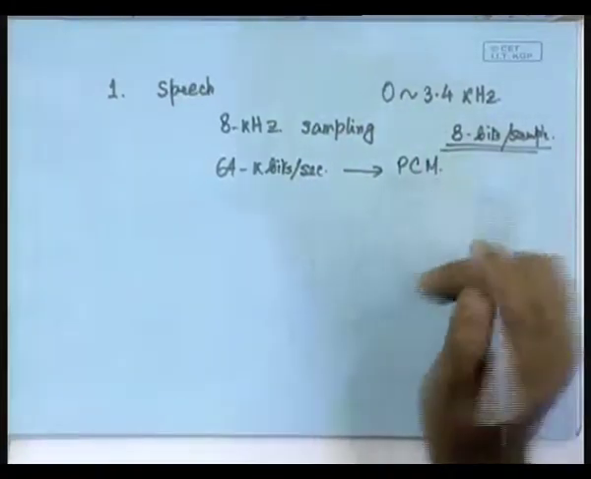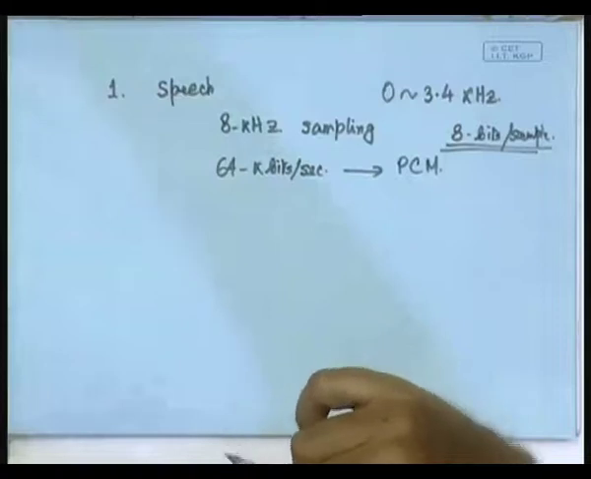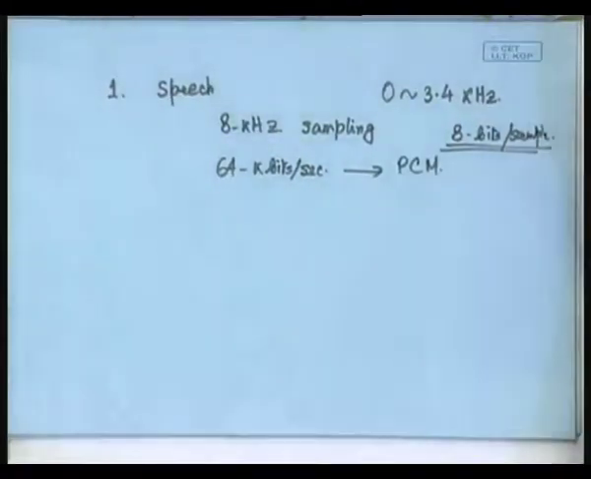Now, 64 kilobits per second is something which leased lines can provide very easily, but there are applications or situations when we need to compress the information even further.